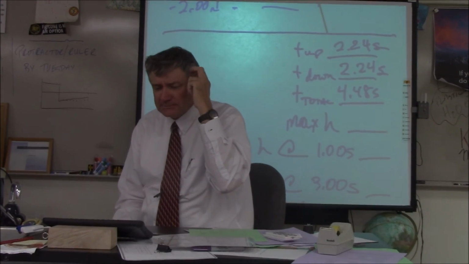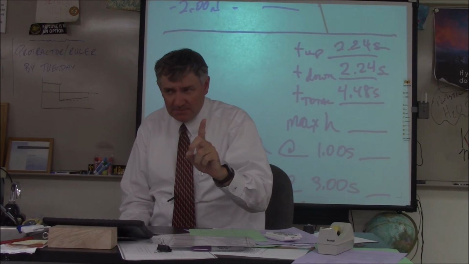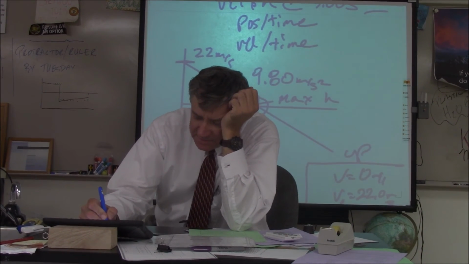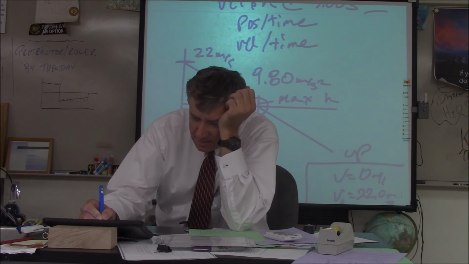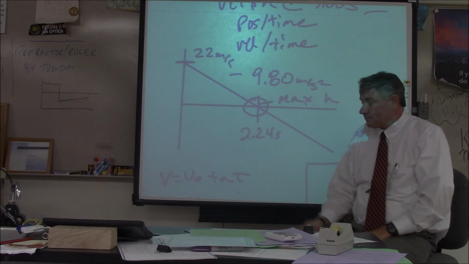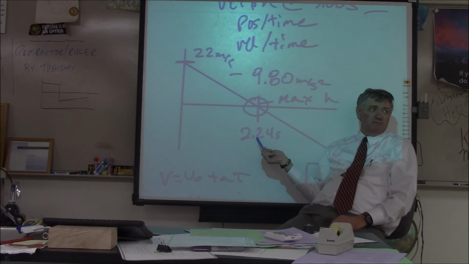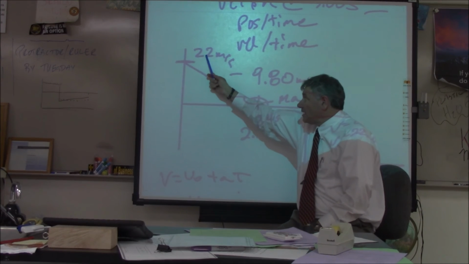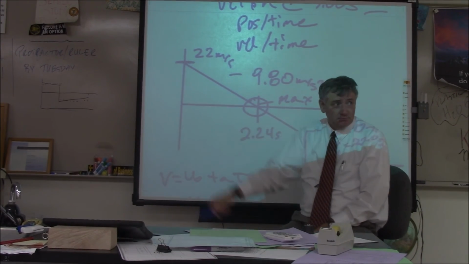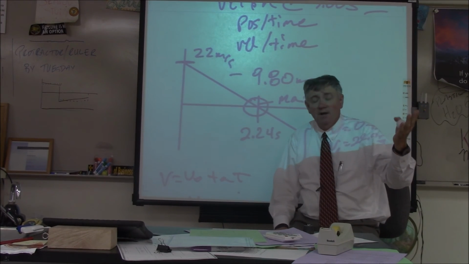Now, let's talk maximum height. There's a couple of different ways you can find the maximum height. One option is that you could go to your velocity time graph. You've got a base of 2.24 seconds. You've got a height of 22 meters per second. Looks like a triangle. Area equals 1/2 base times height, right?